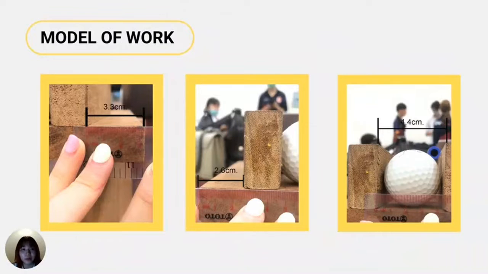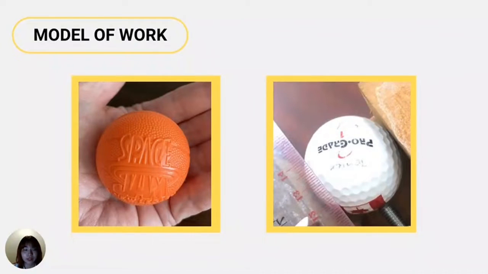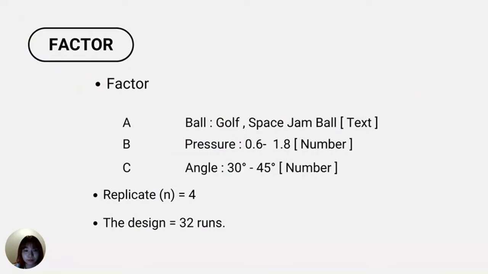So this is our model of work of our group. This is a baseball and golf ball. Okay, the experiment used a general full factorial 2^k factor design.